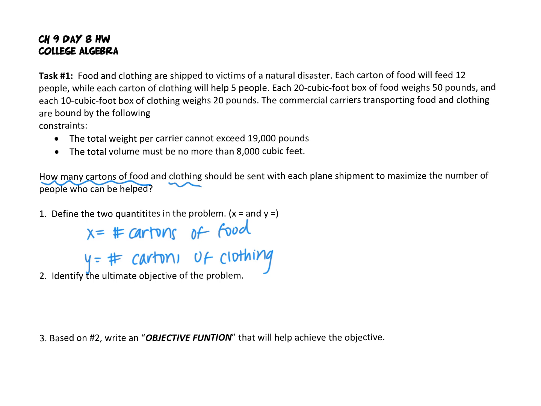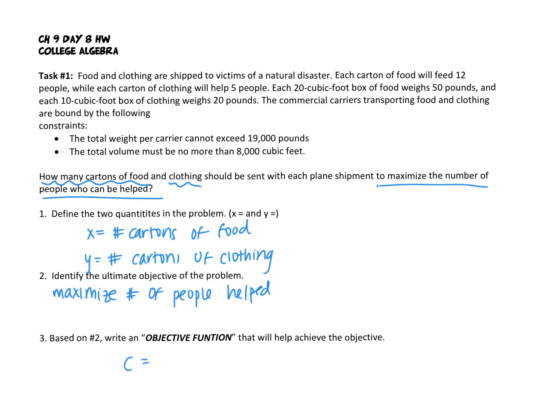So number 2, identify the ultimate objective. Again, we are told to maximize the number of people who can be helped. So we want to maximize the number of people helped. Then we need an equation that describes that information or quantifies that information. So number 3, we're writing the objective function. This is the one that when we did the problems before, it was C equals.